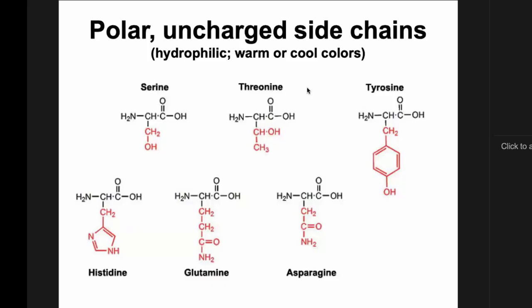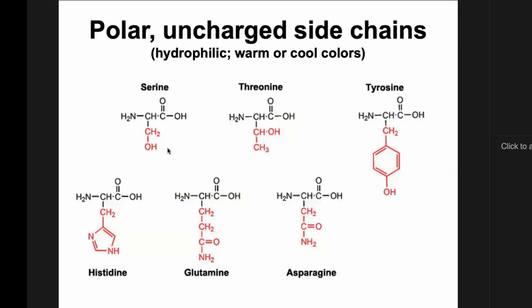Again, not a full positive charge, but still maybe slightly more positive than the surroundings. And that positive polarity is usually coming from nitrogen. So again, we use cool colors similar to the blue of the nitrogen. So serine and threonine and tyrosine, they all have OH groups in them.